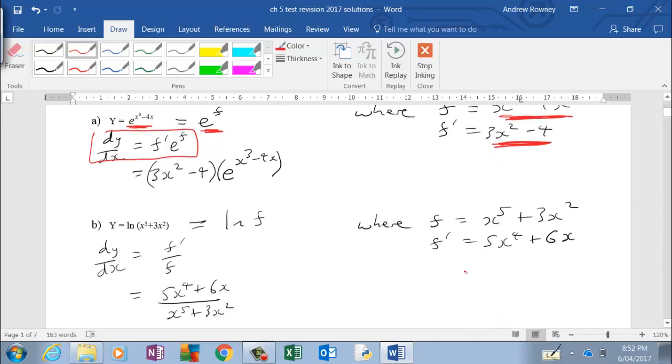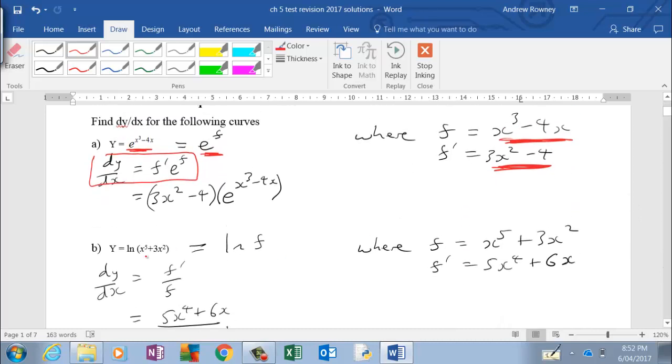The next one is a ln f, because it's ln of the function, so we'll call it ln f, where f is defined as that, the derivative f dash is that, and you plug it into the derivative for ln f, which is f dash on f.